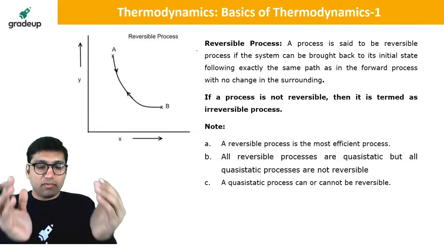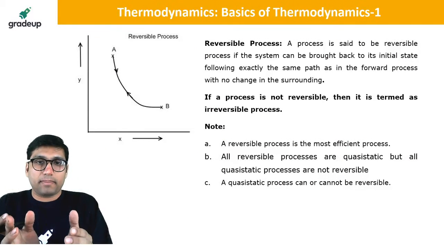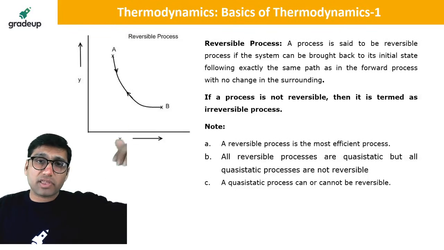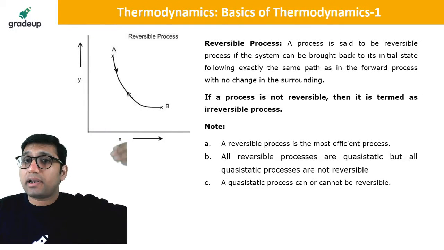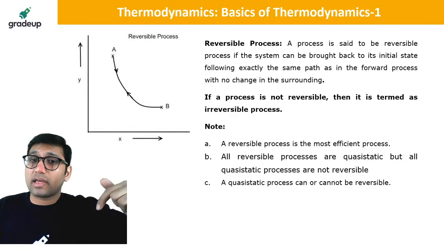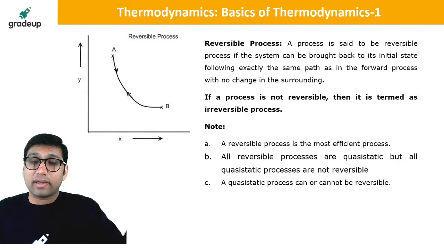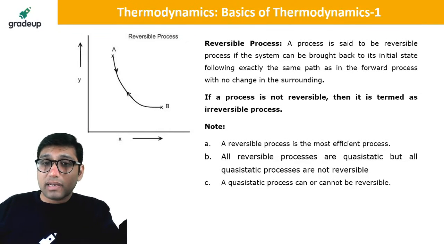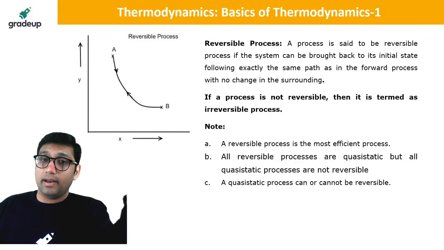Now together we can say quasi-static and quasi-equilibrium: a process which has taken place very slowly, and the intermediate states while executing the process are in thermodynamic equilibrium, that is called a quasi-static process. Now, quasi-static processes are reversible processes, let's see that.